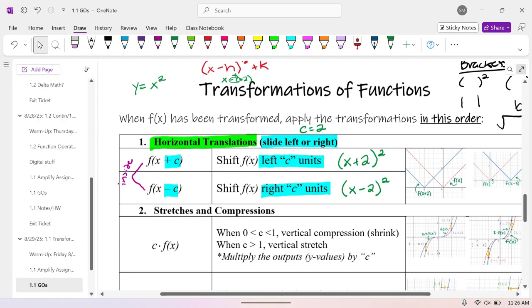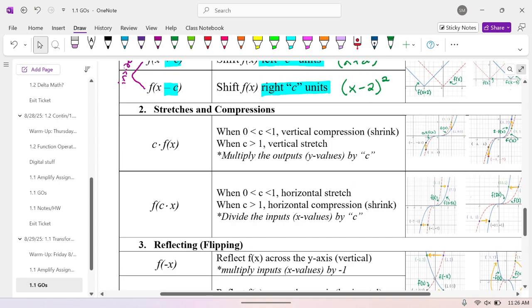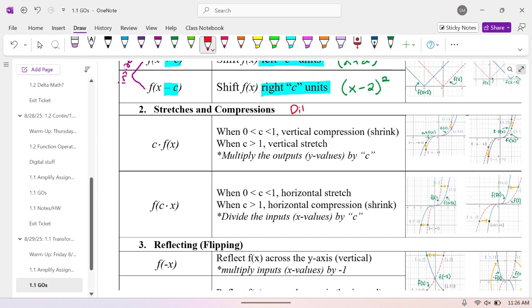All right. After we do the horizontal translation, we then deal with the stretches and compressions. Another name for it is dilations. So in other words, making the graph wider or thinner. That's pretty much what that means. Now, with stretches and compressions, it can be either inside or outside of the brackets, depending on what type it is.